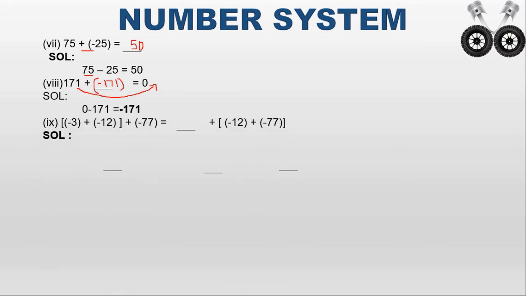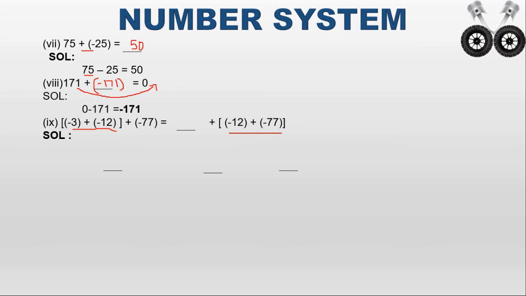So what is the next one? Minus 3 plus minus 12, that should be written within a bracket. Then plus minus 77 equal to dash plus minus 12 plus minus 77, that should be written in the bracket. So see in this problem, the bracket is given for the first two integers and here the bracket is given for the last two integers. That means we are interchanging the bracket.